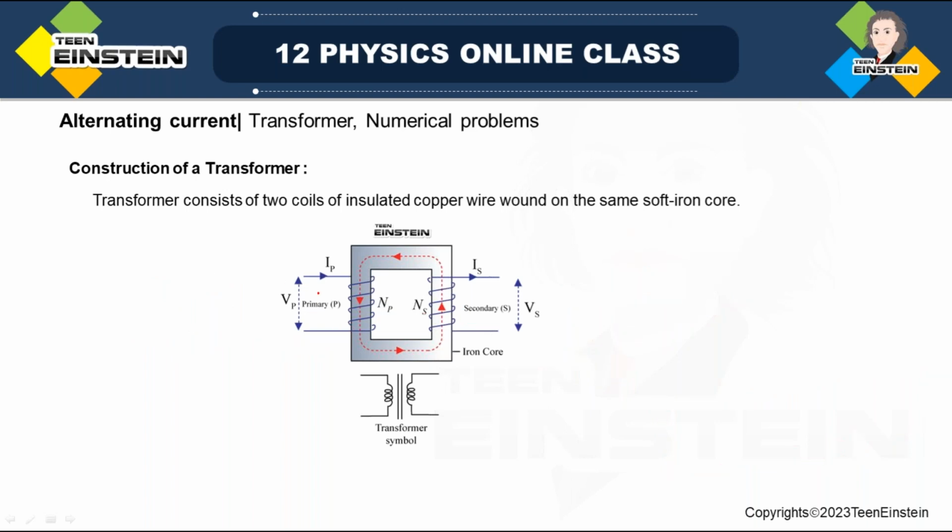So this is the construction. What I said is, in the primary coil there will be an AC source connected, and whenever there is a change in the current, because AC means alternating, there will be flux linked with the coil, and that flux will also change with time. So there will be a back EMF induced in the primary coil, and in the secondary coil there will also be an induced EMF due to mutual induction between the primary and secondary coil.